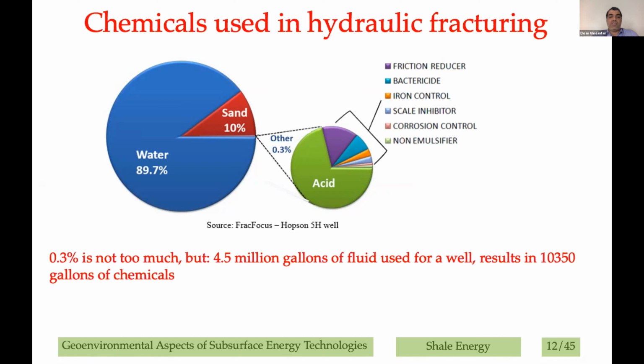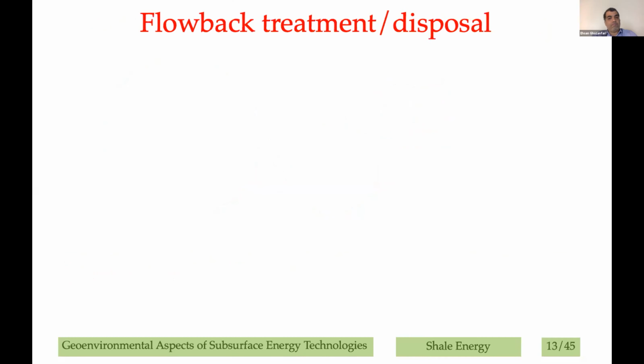Now, at first look, it appears that 0.3% is not too much, but if you consider about 4.5 million gallons of fluid that is injected into each well, it's more than 10,000 gallons of chemical that is injected in each well. So there's a considerable amount of chemicals that are injected in each well.